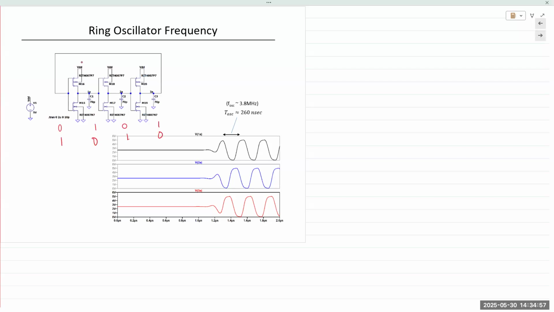However, if you remember, the output was not a perfect square wave, right? So if we connect a capacitor to the output right here, you have the capacitor charging and discharging, and then we can approximate sort of a sine wave output.